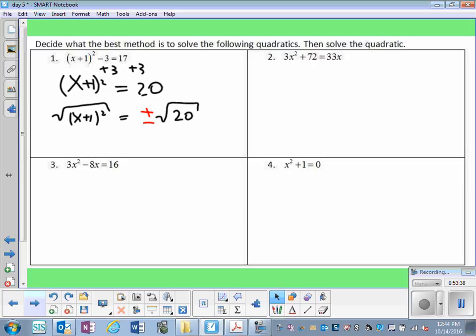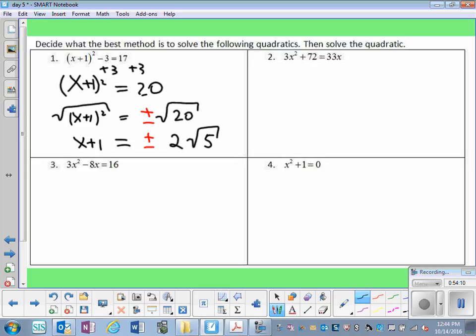So what is the square root of (x plus 1) to the power of 2? X plus 1. Equals plus or minus 2 square root of 5. Say it again. 2 square root of 5. Very good. Everyone sees that? Square root of 20 is just 2 multiplied by square root of 5. Right? We could do the latter.